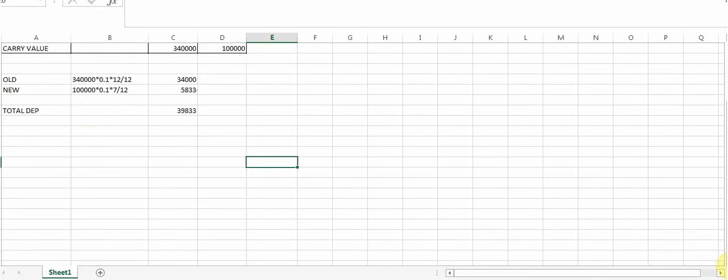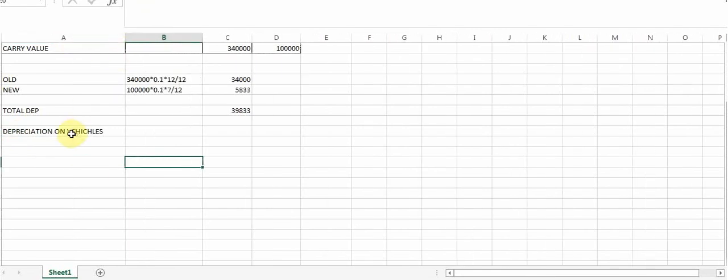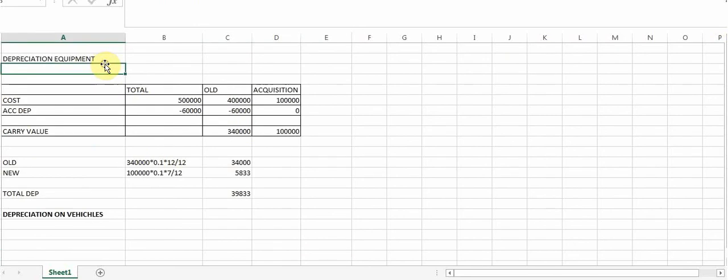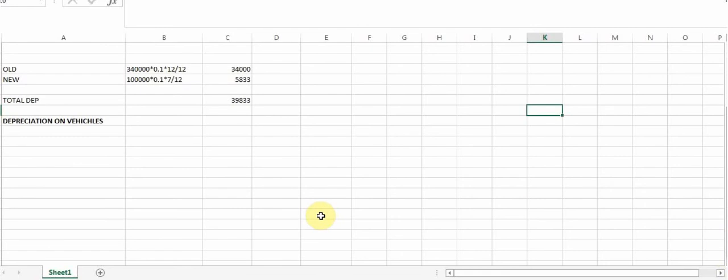Next, I want to calculate the depreciation on the next asset that I see in my summary, and that's vehicles. So just going to put a new heading, depreciation on vehicles. Here, just make the headings proper and bold so that you can read them when you print it out.